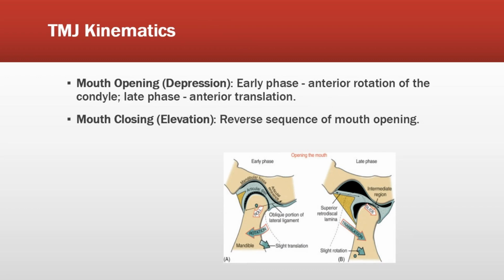TMJ kinematics. Mouth opening, depression: early phase, anterior rotation of the condyle; late phase, anterior translation. Mouth closing, elevation: reverse sequence of mouth opening.